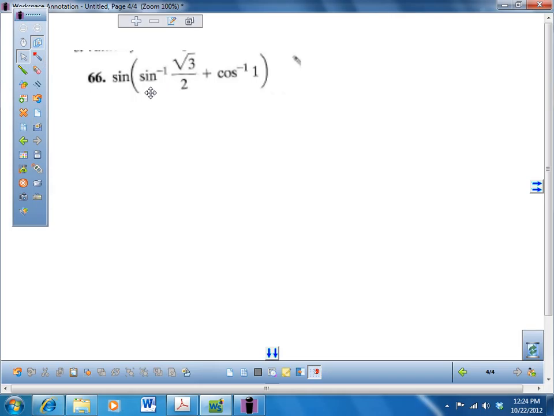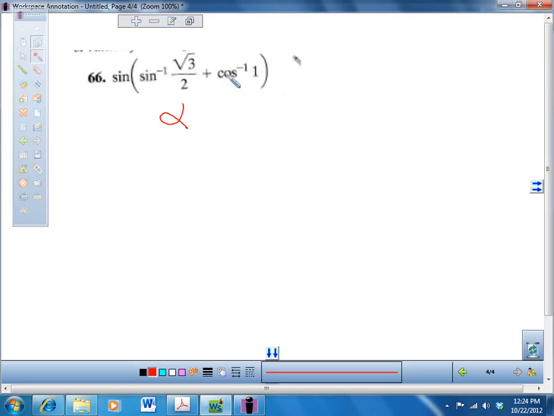So anyway, people see this on a test or in a quiz and they get very confused and they say, oh, this looks so horribly complicated. I don't have any idea how to do it. Shush. No singing. Okay? So what you want to do, think of this as there's some angle whose sine is square root of 3 over 2, and we'll call it alpha. And there's some angle whose cosine is 1, and we'll call it beta.